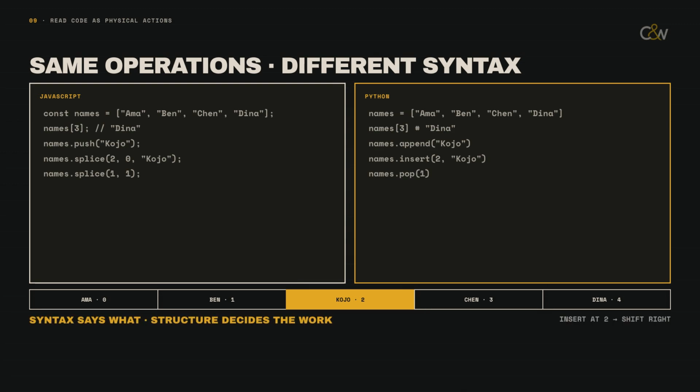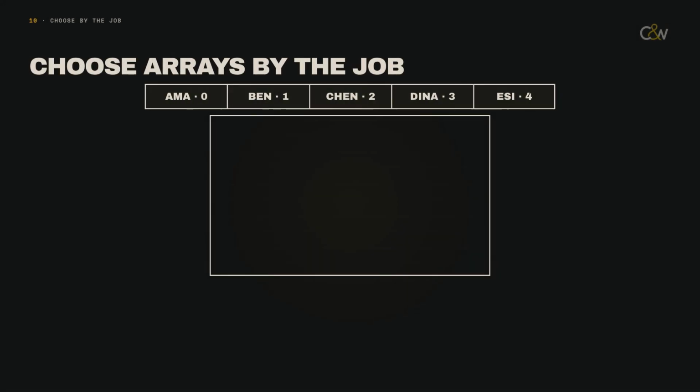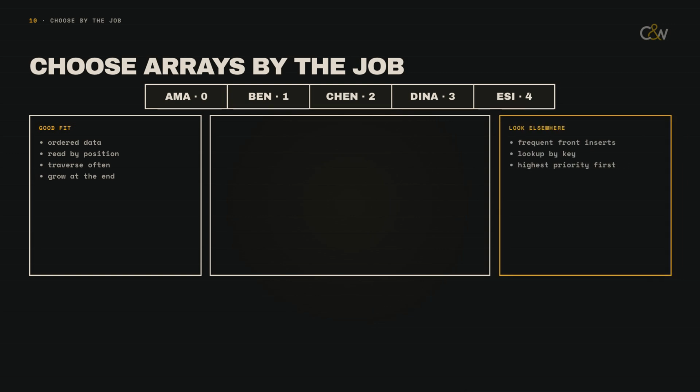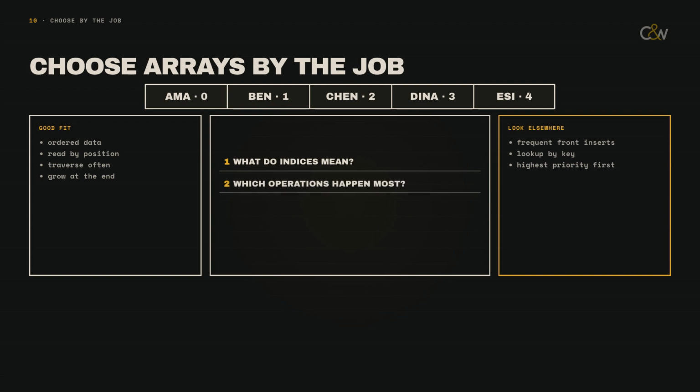JavaScript arrays and Python lists are dynamic array-like containers. They hide capacity management, but they cannot erase the fundamental trade-offs. Arrays are a strong choice when order matters. You often read by position, you traverse many values, or the collection mostly grows at the end. That is why arrays appear in image pixels, audio samples, daily temperatures, game objects, spreadsheet rows, and almost every program you use. They are a weaker match when you constantly insert near the front, need very fast lookup by a name or key, or must always remove the highest priority item. Those jobs may point toward other structures we will meet later.